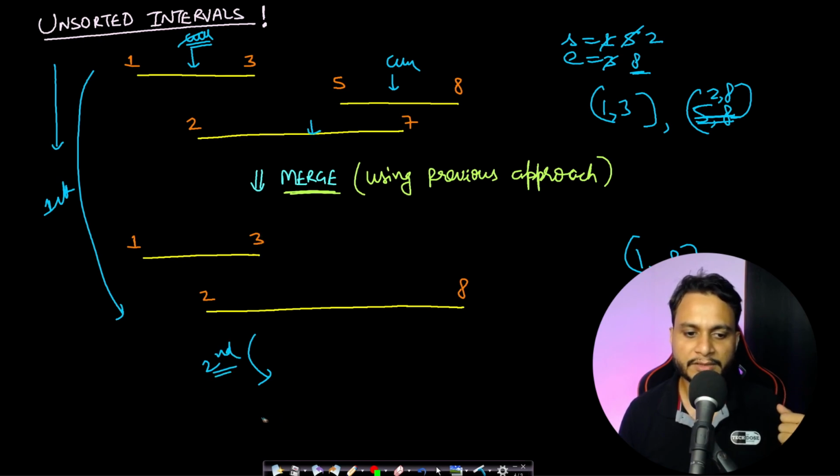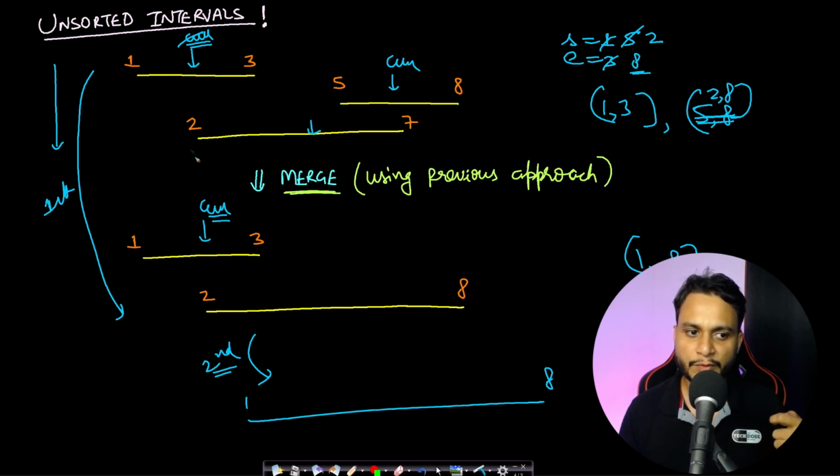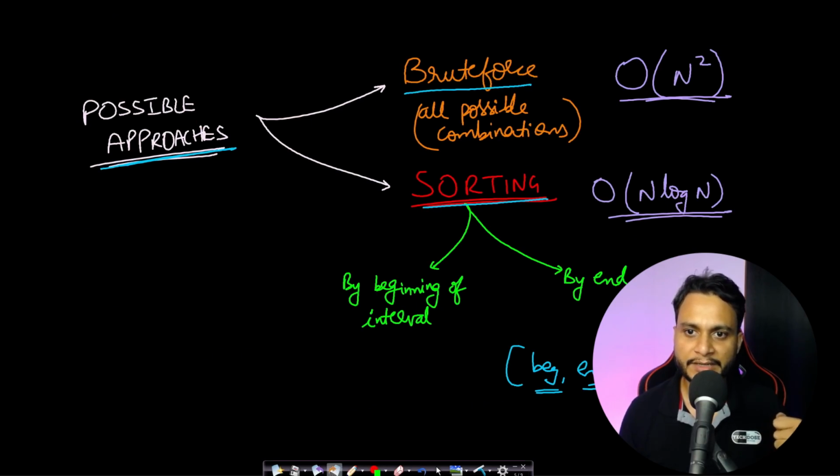Like if I repeat it the second time, then I will get 1 to 8 because this will be the current value. And if I check with current plus 1, then definitely I'll get 1 to 8 as the result. So if you apply it only once, then it will not work for the unsorted intervals. But if you apply approach 1 n number of times, then it will definitely work, right? So that is the brute force approach.